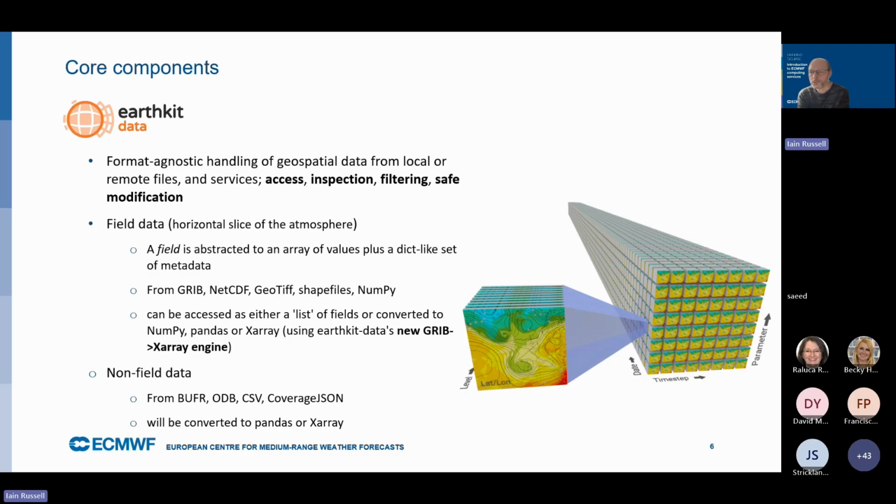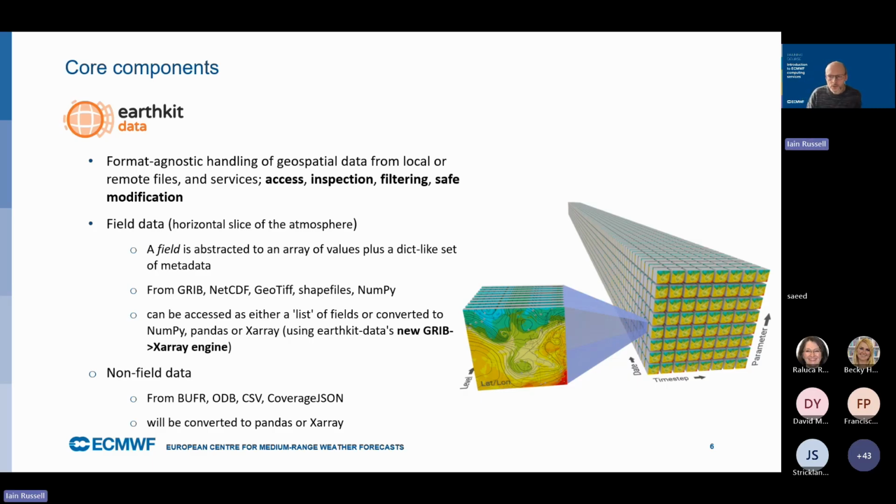We combine these together into a list, which is what you get if you load a GRIB file, which is a list of messages. You get a field list in EarthKit data, which gives you access to those messages as fields. Once you have that, you can extract the data as NumPy, Pandas. You can convert to Xarray using EarthKit data's new GRIB to Xarray engine.